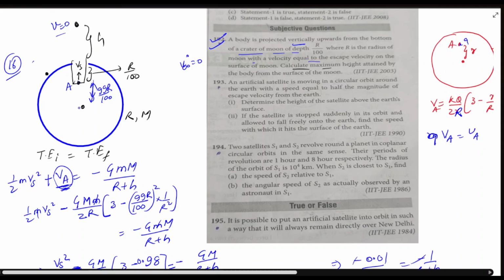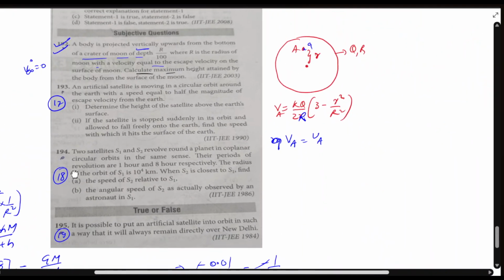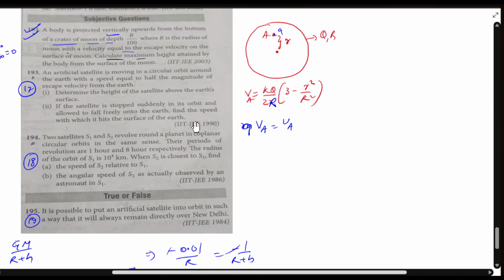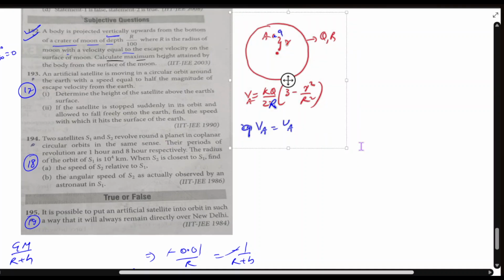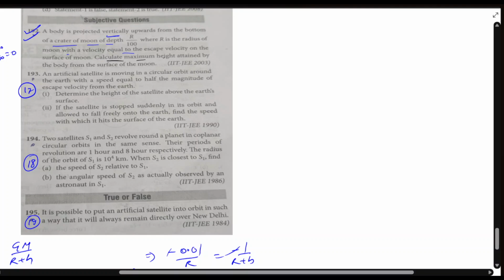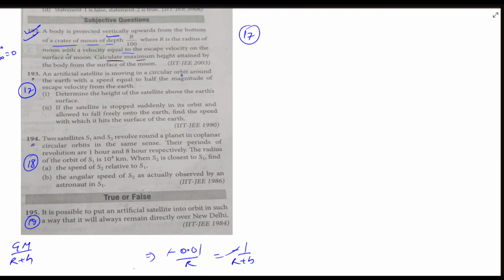Let's move on to our 17th question. This is 17, this will be 18, and this will be 19. So let me write the 17 here. We have an artificial satellite moving in a circular orbit around the earth with the speed equal to half the magnitude of escape velocity. Determine the height. So this is a quite easy question.